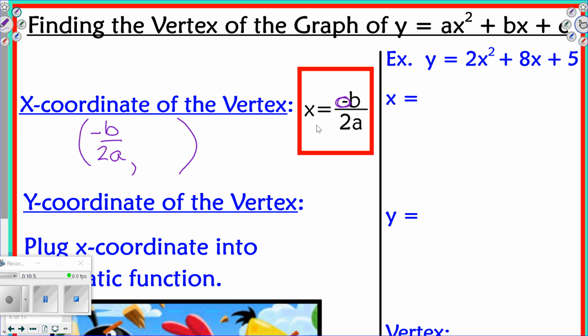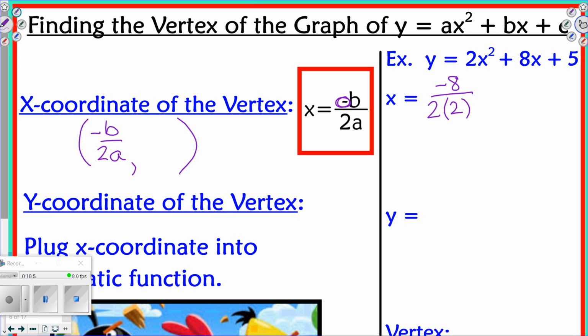Quadratic formula, right? The quadratic formula starts off negative b, blah, blah, blah, all over 2a. You've seen part of this. All right, so my b value here is 8. So what's negative b? Negative 8 over 2 times a, which is 2.